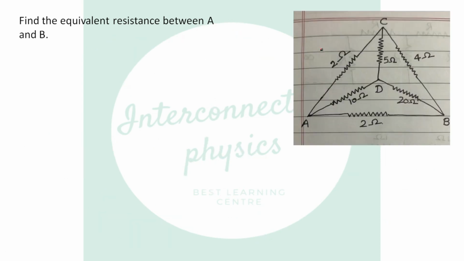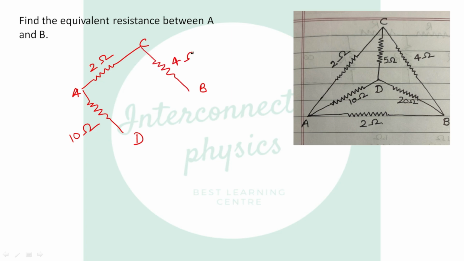Now next problem, again a Wheatstone bridge type problem. Okay, now A, B, C and D. From A to C it is 2 ohm. From A to D it is 10 ohm. From C to B it is 4 ohm. From D to B it is 20 ohm. And from A to B it is 2 ohm. Okay, A to B, it is 2 ohm. Now from C to D it is 5 ohm.